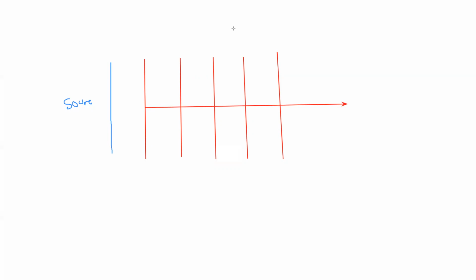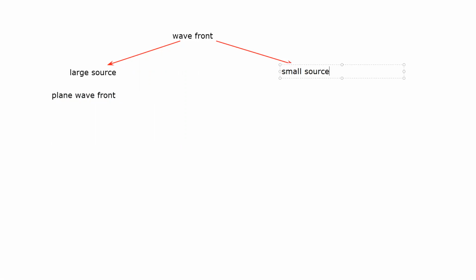If you have a large source, it will produce a plane wavefront or flat wavefront. And if you have a small source, it will produce a circular wavefront.